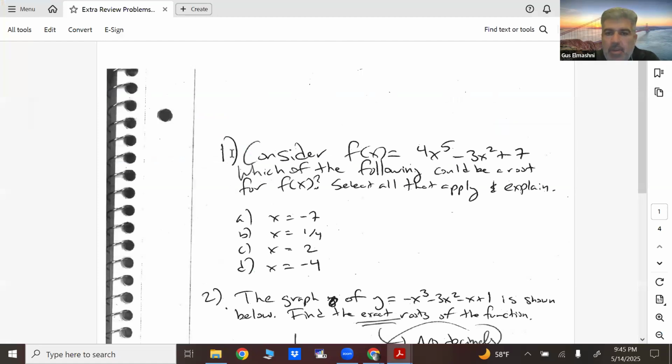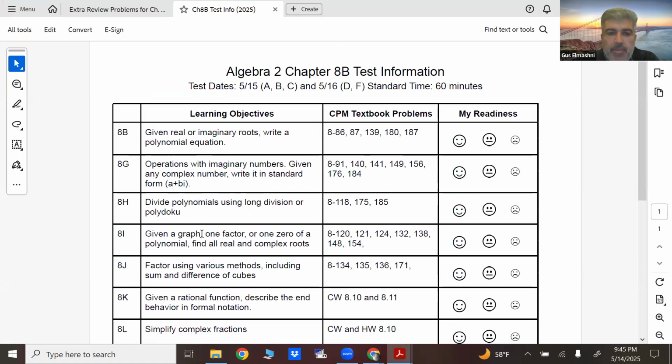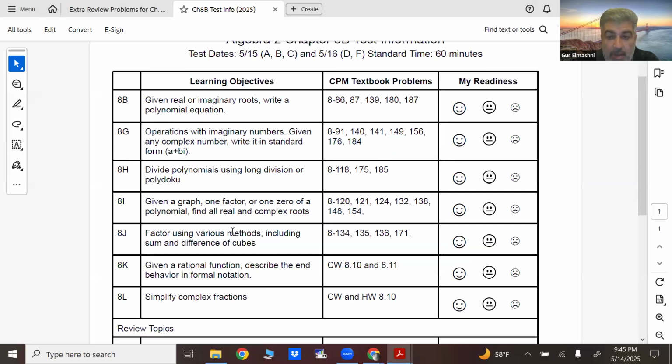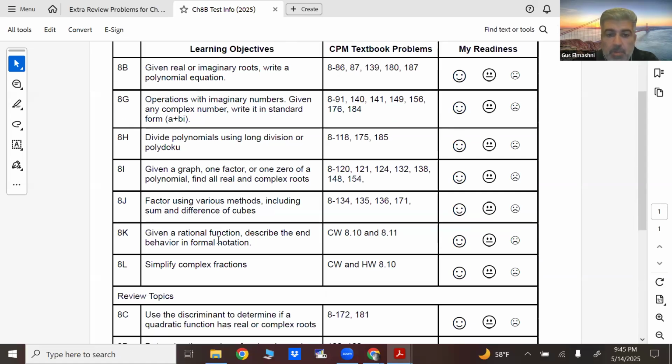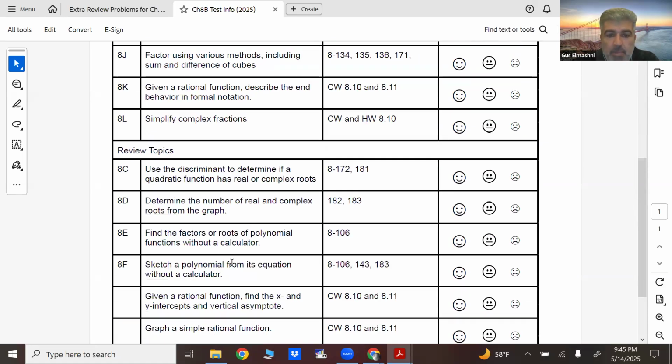Given a root, write the equation. We talked about that. Operations, how to do that. Divide polynomials, talk about that. Given a graph or one factor, how to get the other factor, talk about that. Factoring, we talked about that, especially for sums and cubes. And behavior, we talked about that. Complex fractions, we talked about that. Sketching a polynomial.